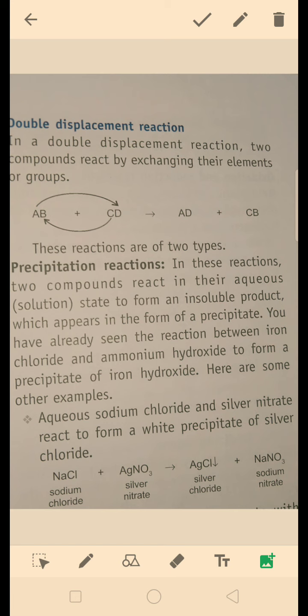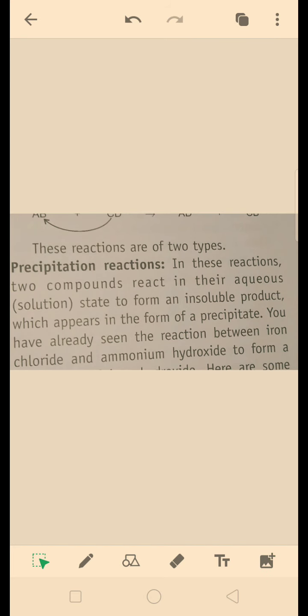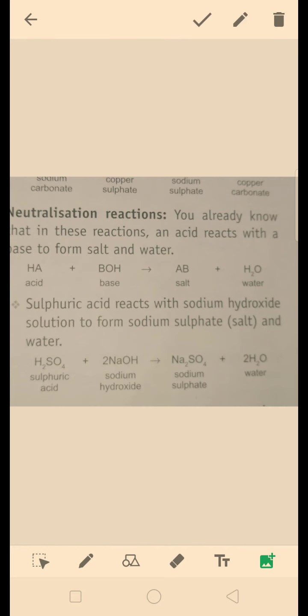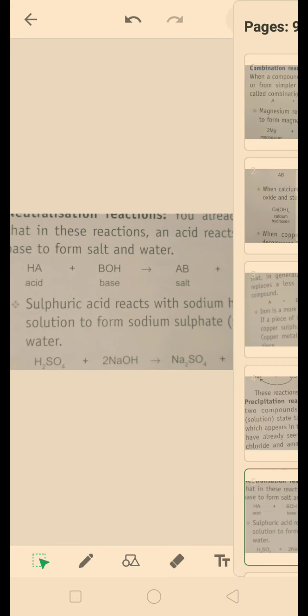Now next is the neutralization reaction. You already know that in this reaction an acid reacts with a base to form salt and water. For example, sulfuric acid plus sodium hydroxide neutralize each other and sodium sulfate and water are formed.